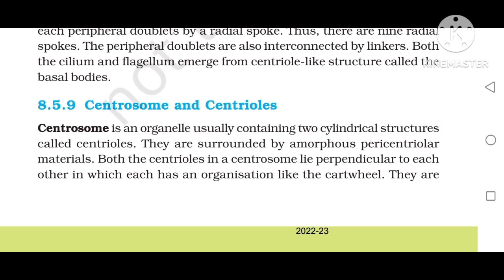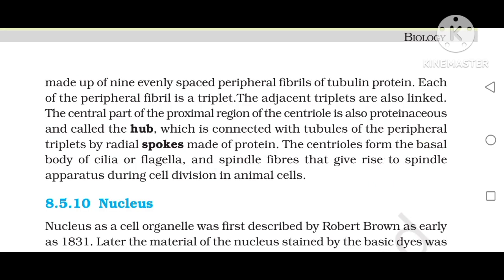Centrosomes and centrioles. A centrosome is an organelle usually containing two cylindrical structures called centrioles. They are surrounded by amorphous pericentriolar material. Both centrioles in a centrosome lie perpendicular to each other, and each has an organization like a cartwheel. They are made up of 9 evenly spaced peripheral fibrils of tubulin protein. Each of the peripheral fibrils is a triplet. The adjacent triplets are also linked.